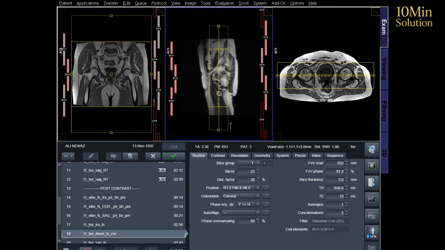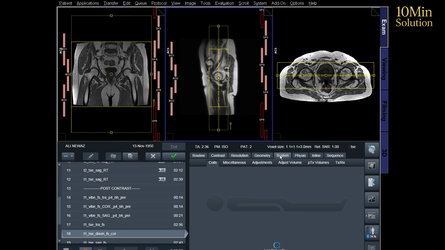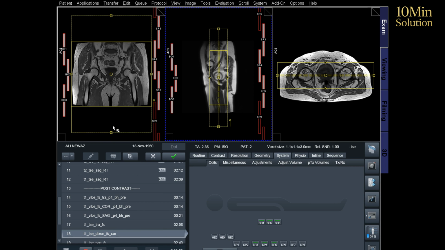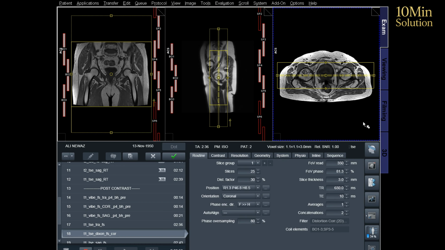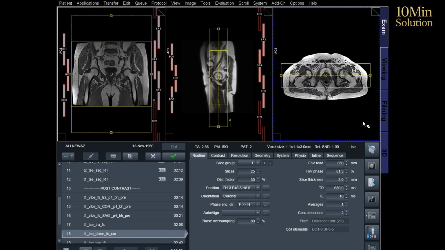The slices should adequately encompass the hip joints, starting from the ischial tuberosities and extending up to the line of pubic symphysis. To minimize ghosting artifacts caused by peristalsis and breathing, consider using a saturation band over the coronal block.